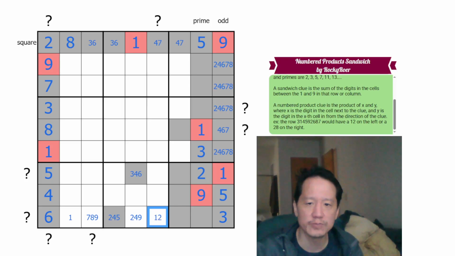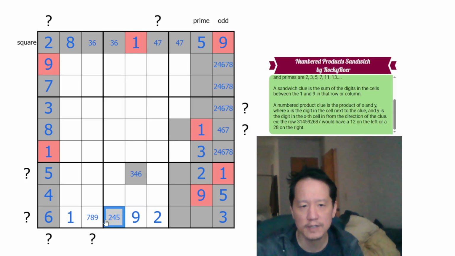Therefore, this has to be a 2. So this is 2, which means 1 and 9 both have to be here. So this is 1, this is 9. Where is the 5? Again, in box 8. It has to be here. So this is 5, which makes that a 7. So this is not part of the bread. This is the bread. This is the bread. This is not part of the bread.